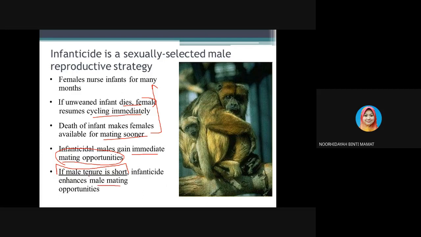Because the outsider males will exert constant pressure, this infanticide is a sexual reproductive strategy for the resident males. They can immediately get mating opportunities with the female, because the female doesn't need to nurse or feed the infants.